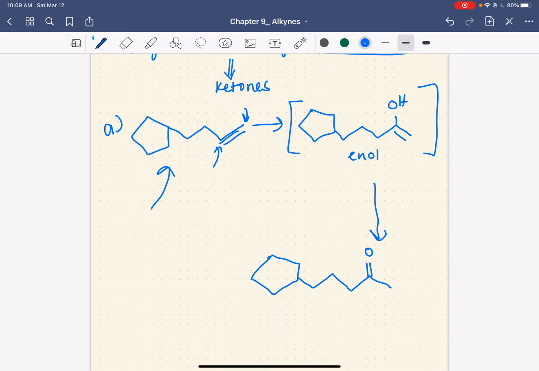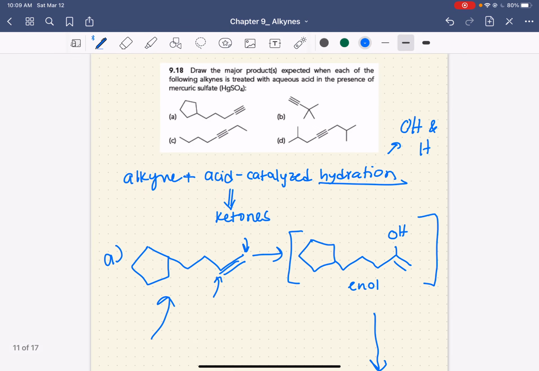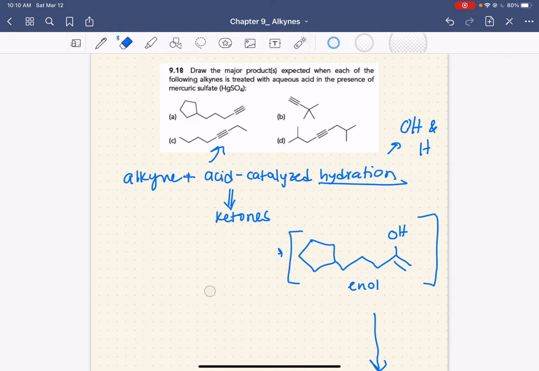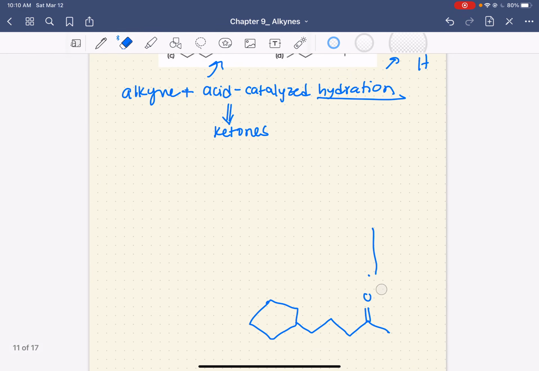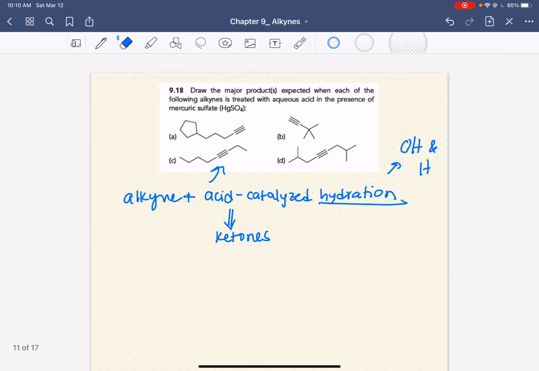Fantastic. Now, I'm going to let you do B because it's also a terminal alkyne. Let's do C, because C here is going to result in a mixture of products, and I want you to see what that looks like. So we're going to go ahead and try to do C. I'll leave B and D for you to do.